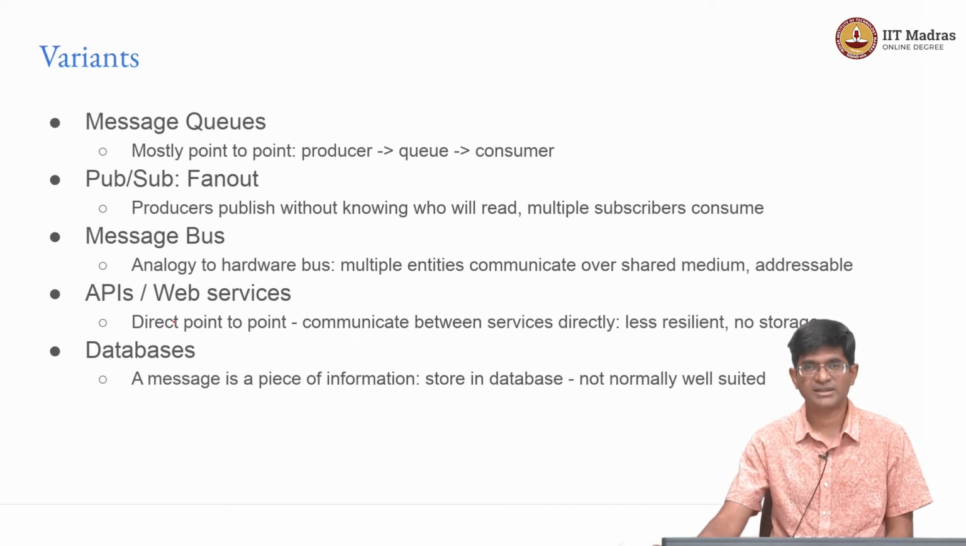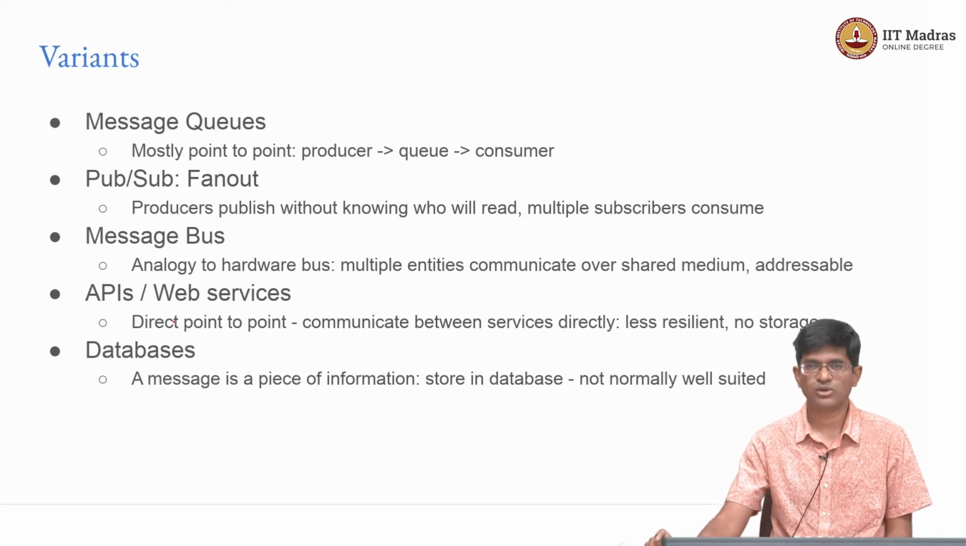Now there is another interesting variant, which is called a publish subscribe or pub sub model. What this allows is some kind of fan out. By fan out we mean that a producer can publish information without really caring about who's going to read it. You could have multiple subscribers that have connected to the queue and have informed the message broker saying, look, anytime there's an update on this, let me know.